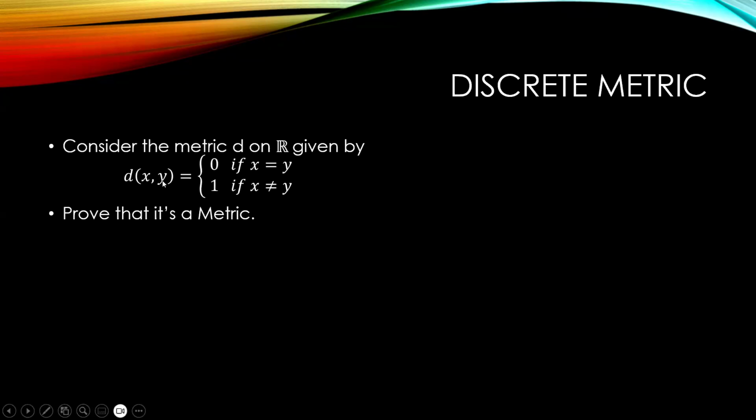And so consider the metric d on R given by this. The distance from x to y is going to be 0 if x is equal to y, and 1 if x is not equal to y. Let's prove that it's a metric. So we just have to verify those 4 different conditions. If you'd like to try it out on your own, give it a shot now. If you don't want to, let's look at the solution.